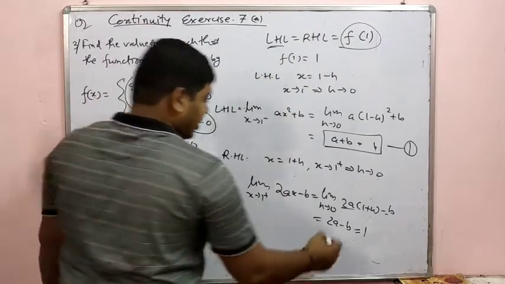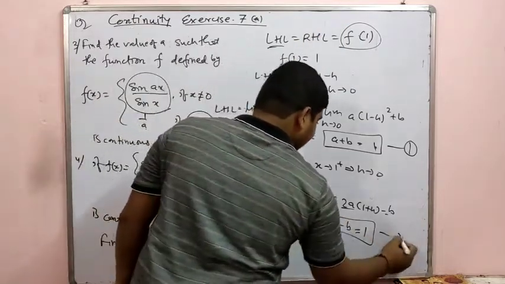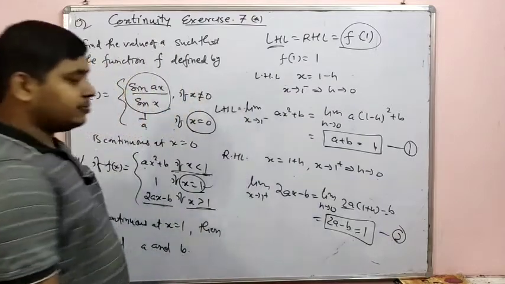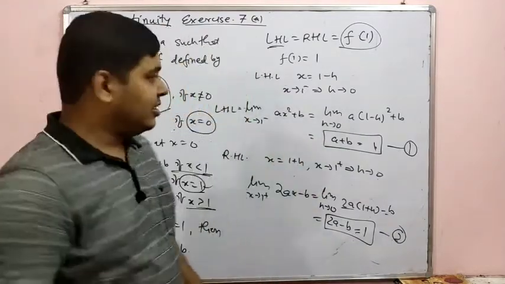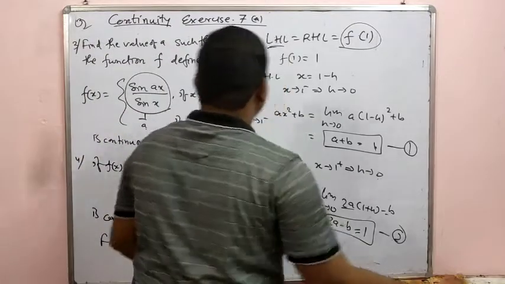So now we have two equations, equation 1 and equation 2, and two unknowns a and b. By solving this, we can get a and b.